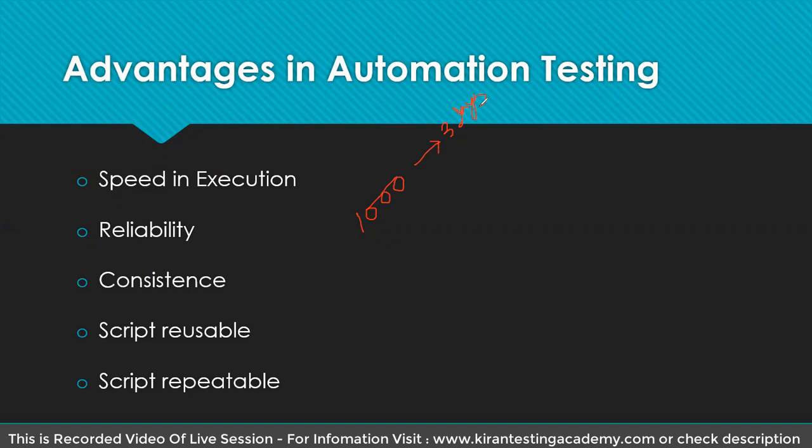If I do it manually, I can do 200 test cases per day. So 200 into 3, so hardly I can do 600 test cases in 3 days. So what about the 400 test cases? Again, there is a problem. So what is a better solution for this?